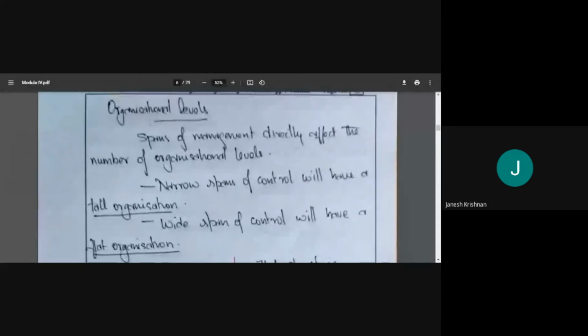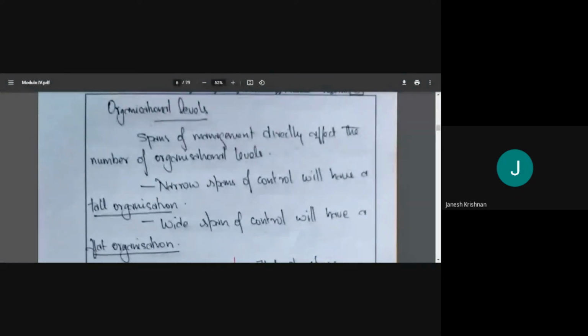So in today's topic, what we are going to do is organization levels. Okay? Organization levels, what we are seeing. It's the spans of management directly affecting the organization level. So narrow spans of control will have tall organization, and wide span of control will have flat organization.